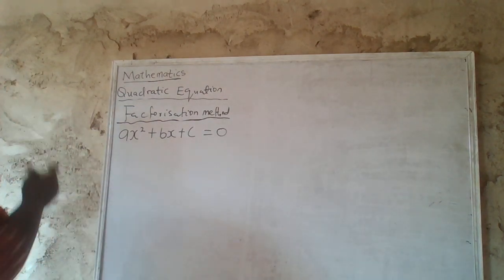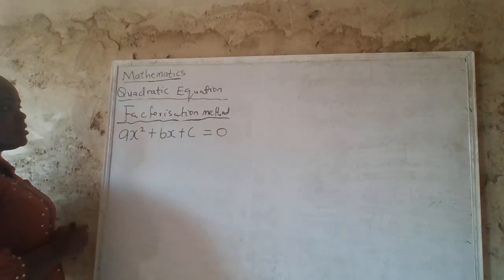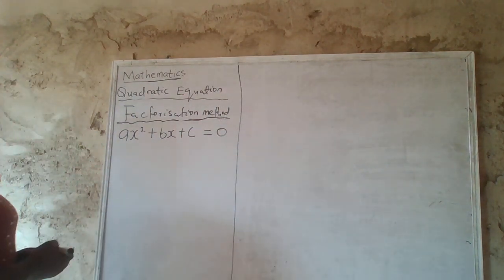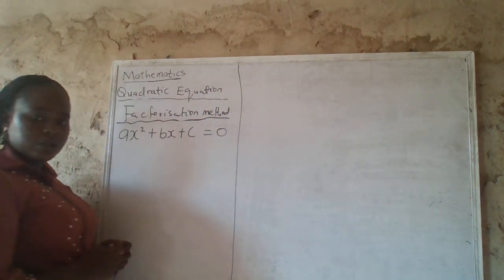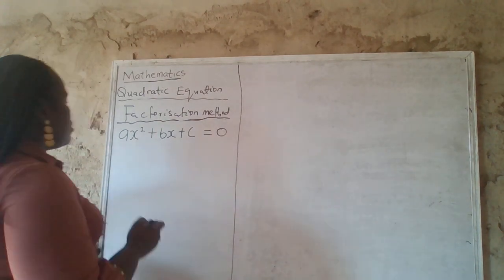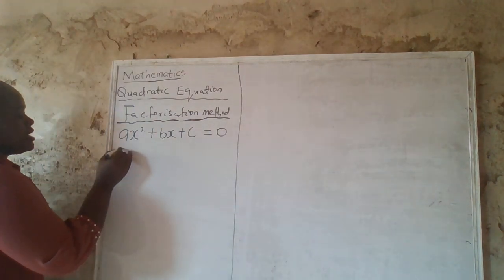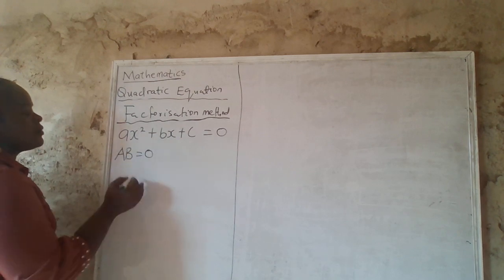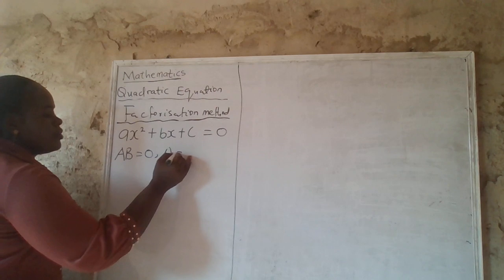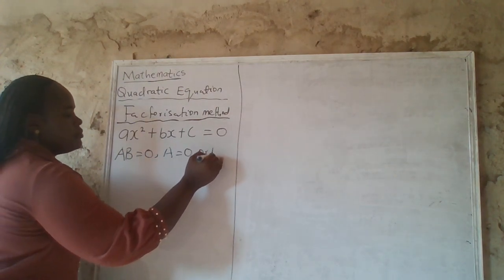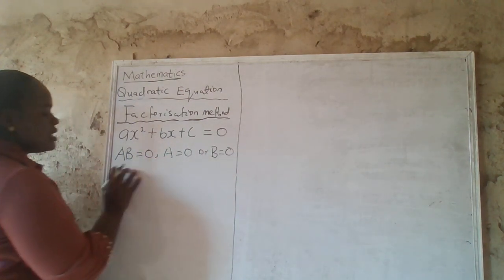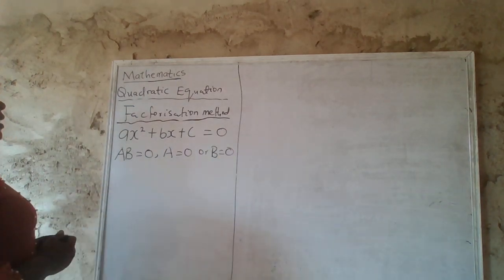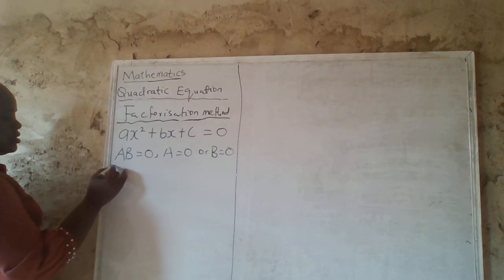Good. And in using the factorization method, there is an important rule that helps us, and it is called the zero product rule. What does that mean? We mean that if a times b gives you 0, then one of them has to be 0. Either a is 0 or b is 0. This helps us to solve in the factorization method. Now let's take an example to illustrate that.